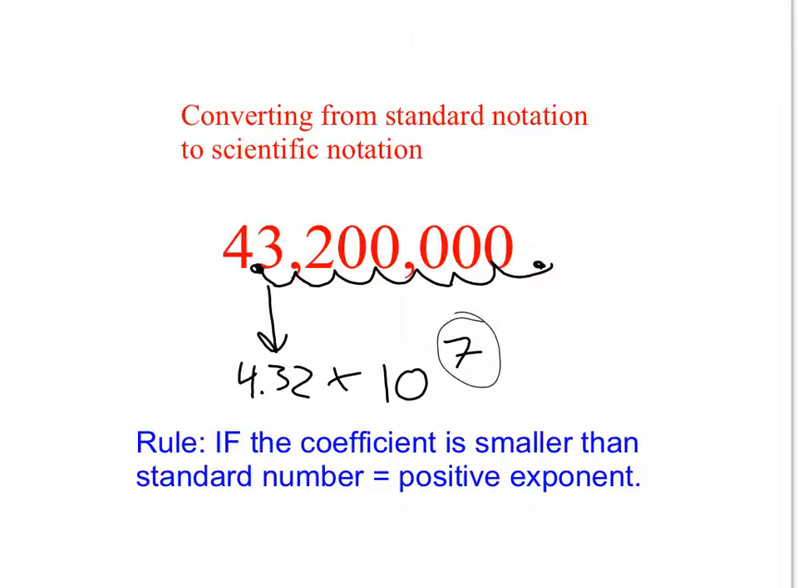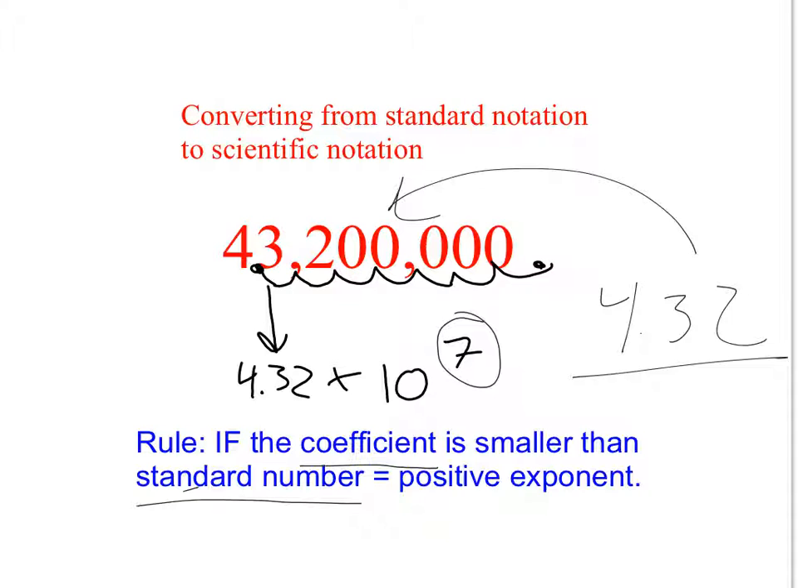And then we looked at a very straightforward and easy rule, looking at our coefficient and comparing it to the standard number. So in this case, our coefficient is 4.32, and we compare it to the standard number, and we see that the coefficient is smaller. And so since the coefficient is smaller than the standard number, we had a positive exponent. And that rule always rings true when we compare our coefficient to the standard number.